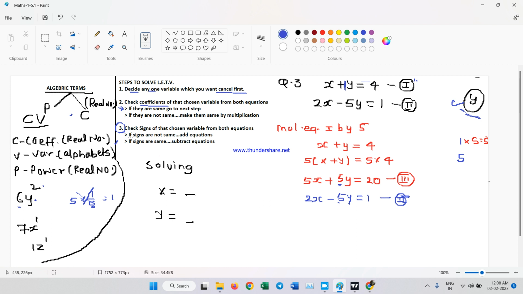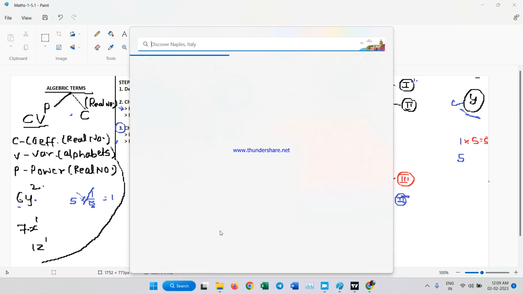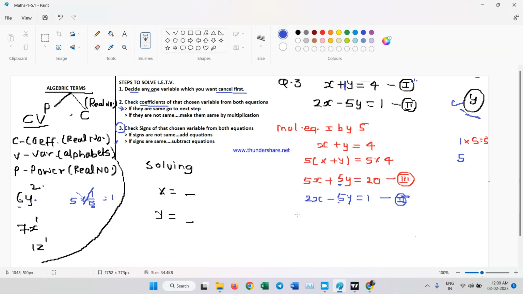Let's see. If signs are not the same, add equations. If signs are the same, subtract equations. Now see the sign: this is plus and this is minus, which means the signs are not the same, so we have to add the equations. So we will simply add equation number 3 and 2.